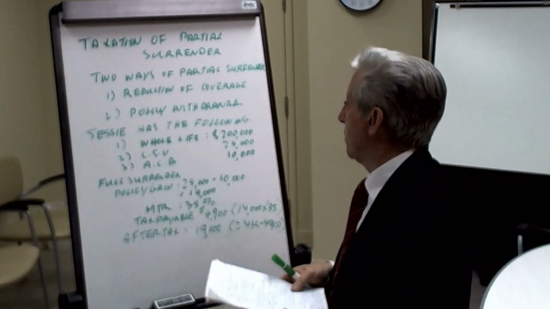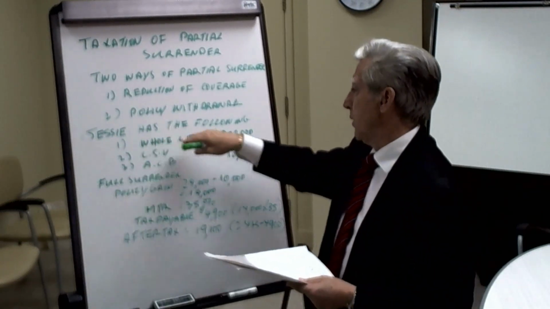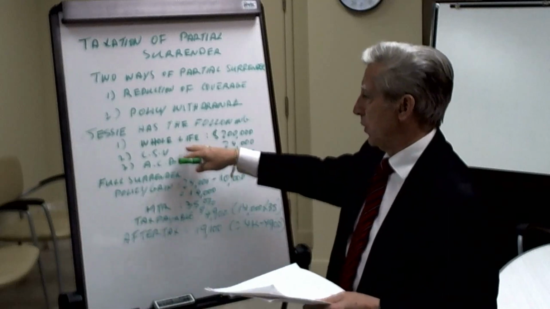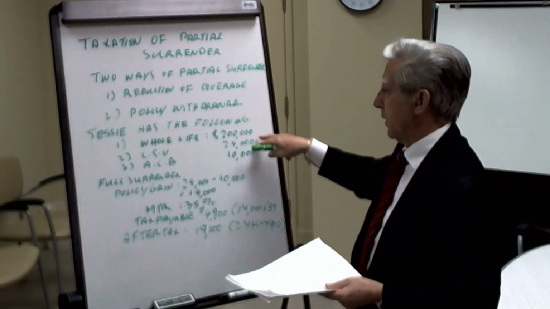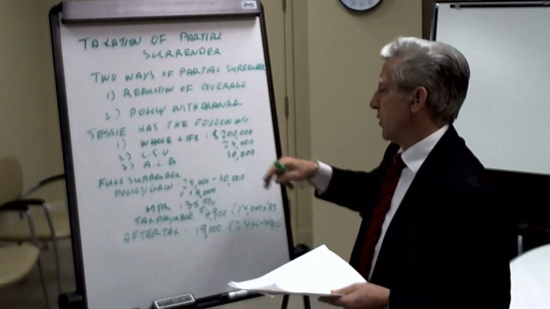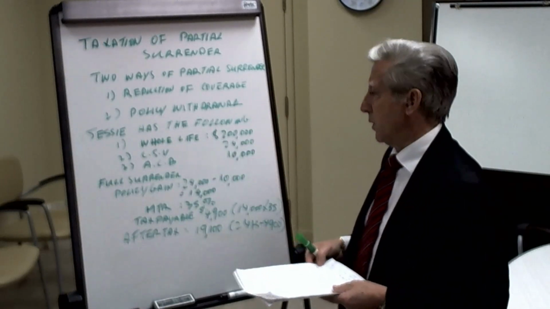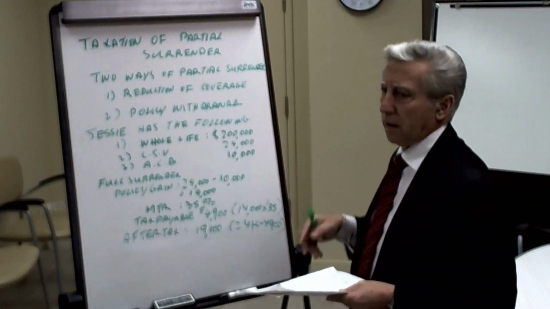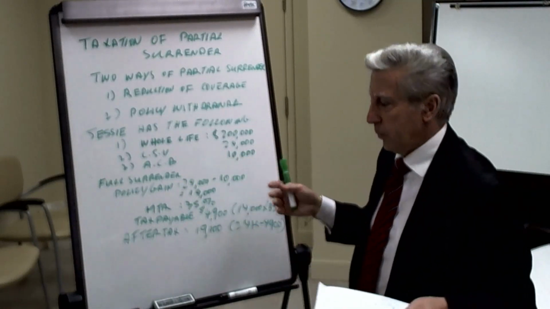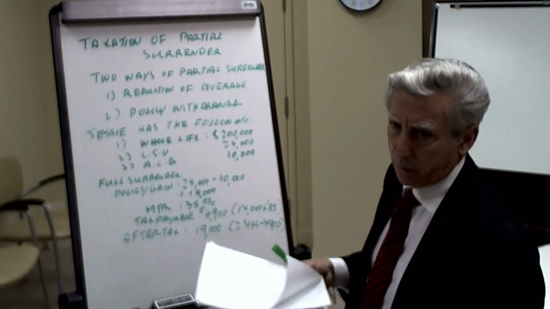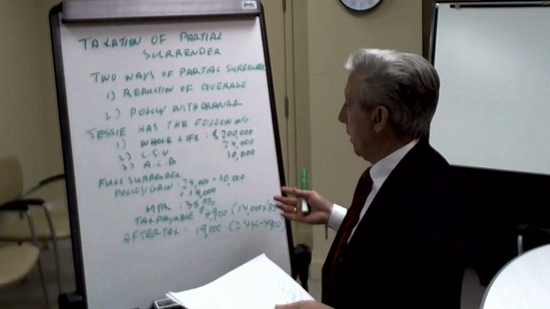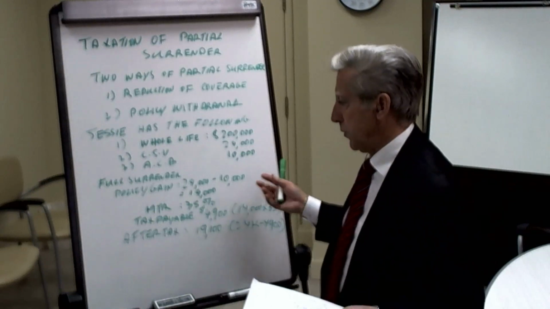So let's say in our example here, we've got Jessie, and she has the following type of policy. She's got a whole life, again whether it's par or non-par doesn't really matter. Her coverage is $200,000. She has a cash surrender value of $24,000, and her ACV is $10,000. That's essentially what it comes down to. And she's saying, I want out. I want to cash the whole thing in. So like we did in previous webinars, that becomes a full surrender.